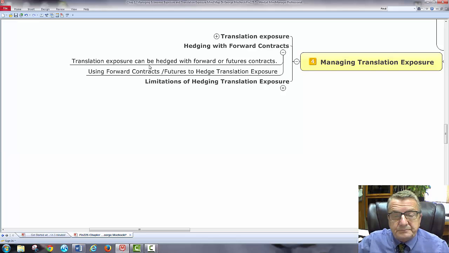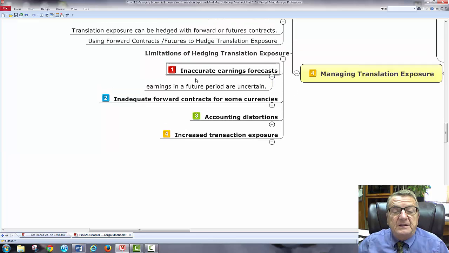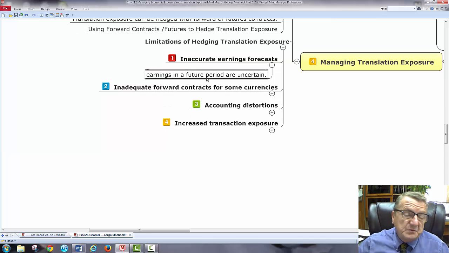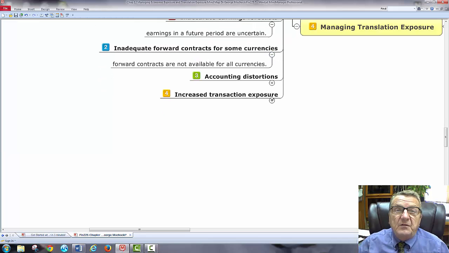Okay, limitations to hedging transactional exposure. So I have inaccurate earnings forecasting as one. Earnings in a future period are uncertain, we're not sure. Inadequate contracts for some currencies. Forward contracts are not available for all currencies, depending on the currencies I'm utilizing, and whether the currency is acceptable and makes sense for that transaction at that time because of the subsidiary's location.